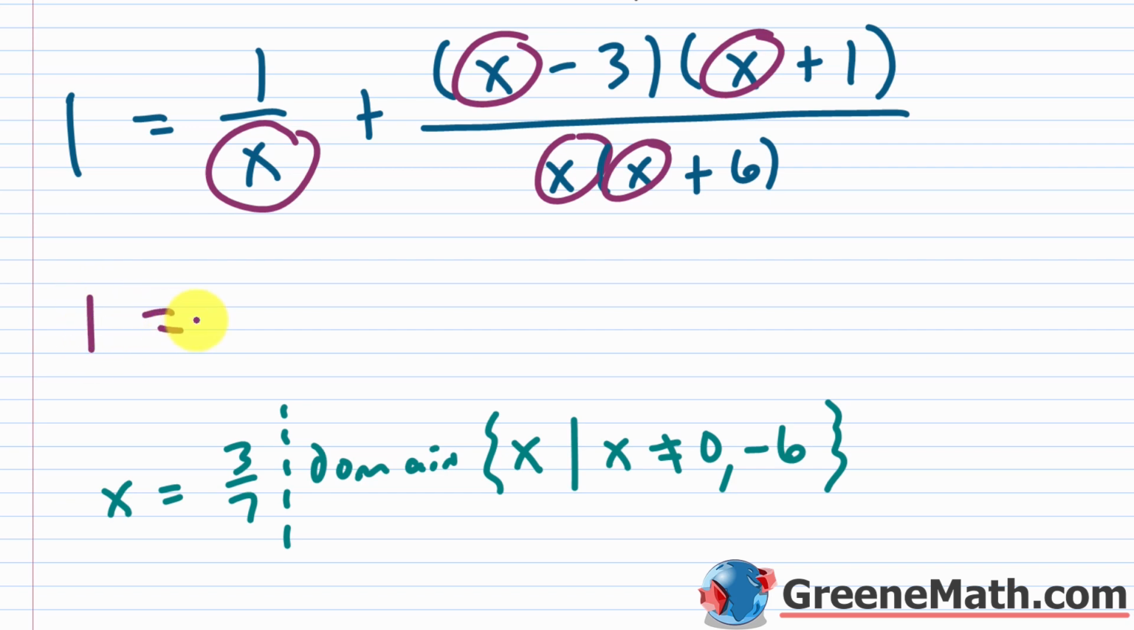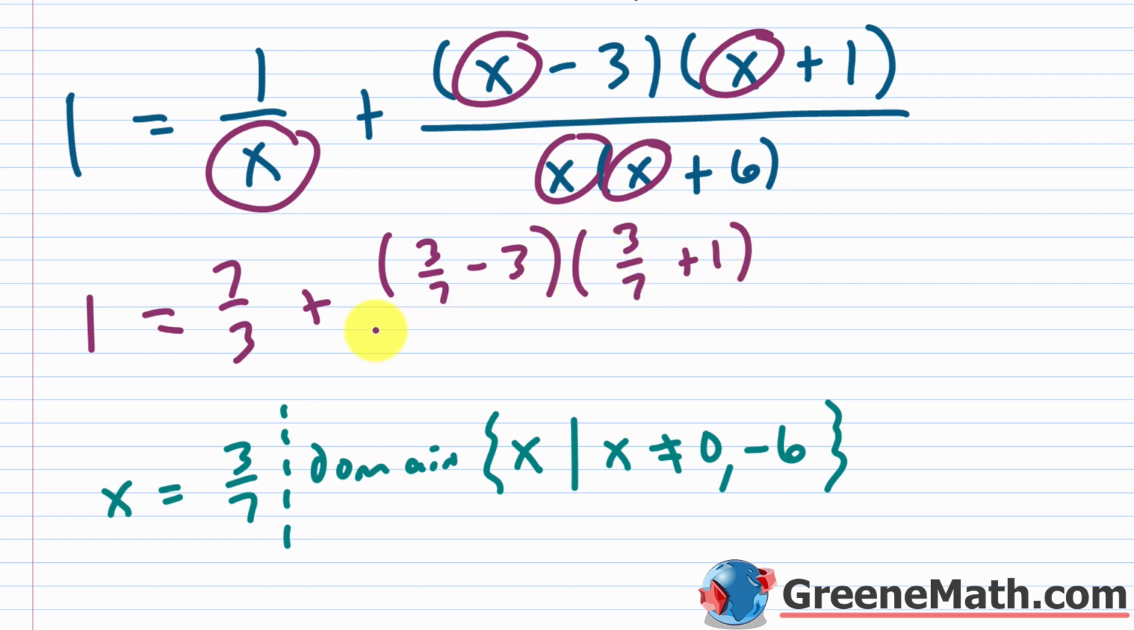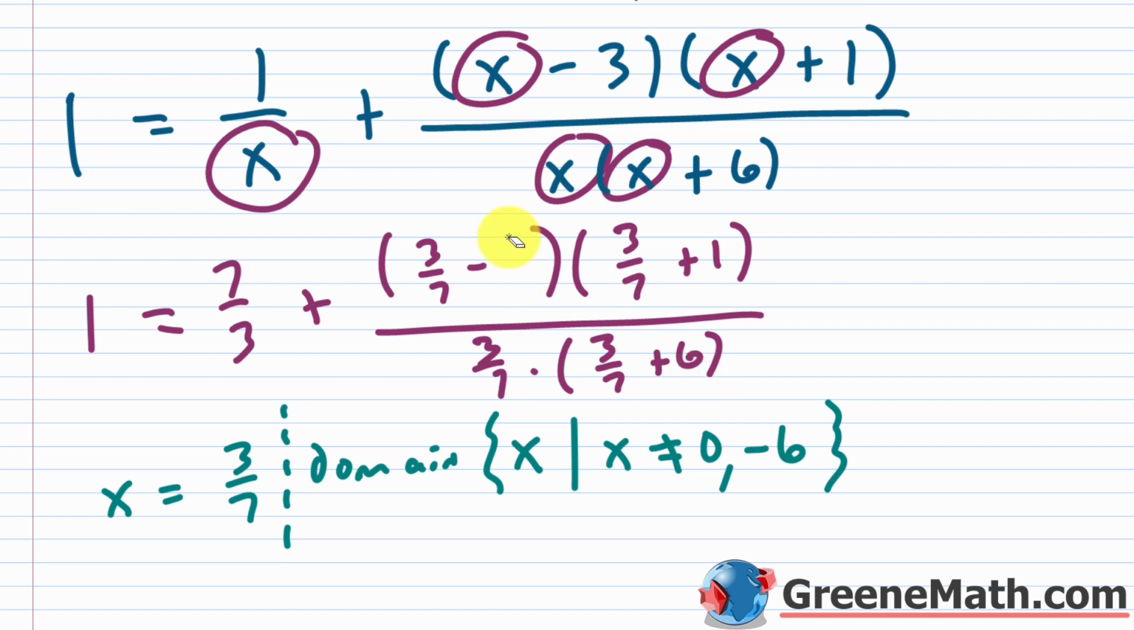So we have 1 is equal to, now 1 divided by 3/7, you just flip that, 7/3. Then plus, here you have 3/7 minus 3. Then this is multiplied by 3/7 plus 1. Then this is over 3/7 times the quantity 3/7 plus 6. So a lot of common denominators to get. For this one, you basically have negative 21 over 7. For this one, it would be 7 over 7. And for this one, it would be 42 over 7.